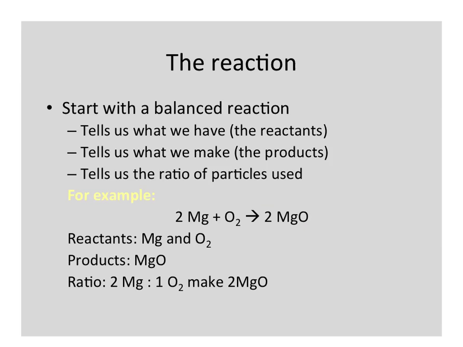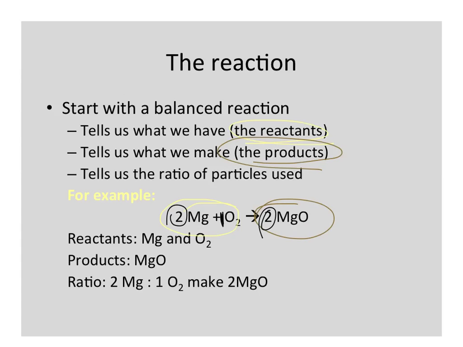If we start with a balanced reaction, this tells us that we have reactants on this side, and these reactants are the ones that are going to mix together and form the product. And then we also have the product, which is here on the right side, and this is what we make. Then we have these coefficients, and of course there's an assumed 1 coefficient there, that tell us how many moles of each, or how many particles of each we use.